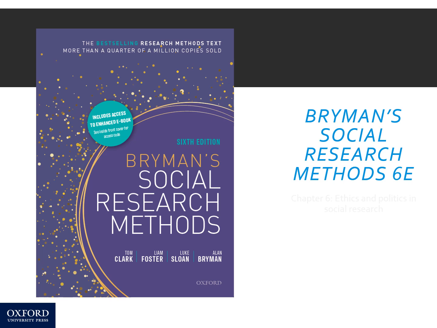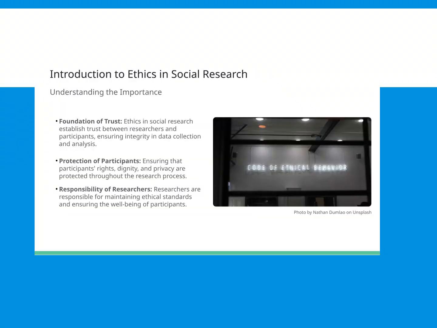Welcome to Chapter 6, where we'll be looking at ethics and politics in social research. So, ethics, especially in social research, are essential for establishing a foundation of trust between researchers and participants, and this trust ensures the integrity of the research process, leading to credible and reliable outcomes.